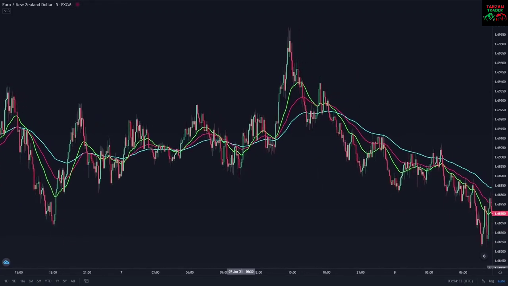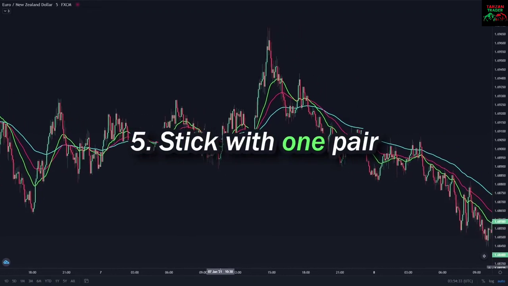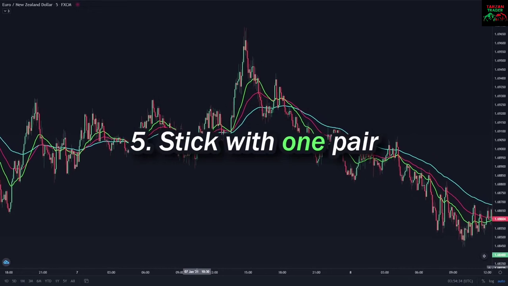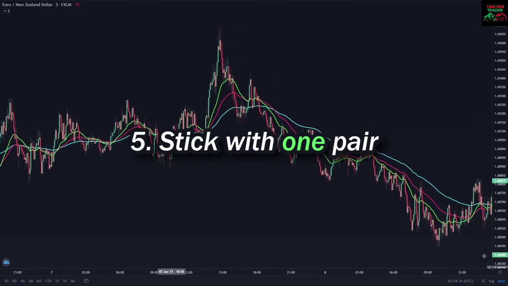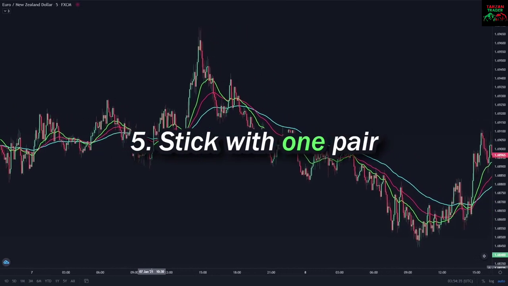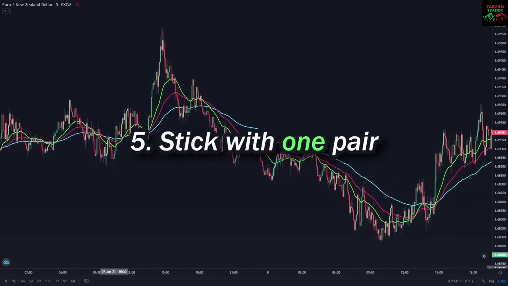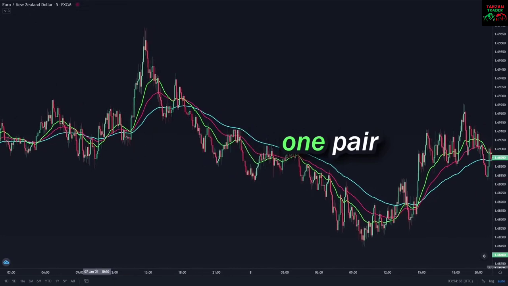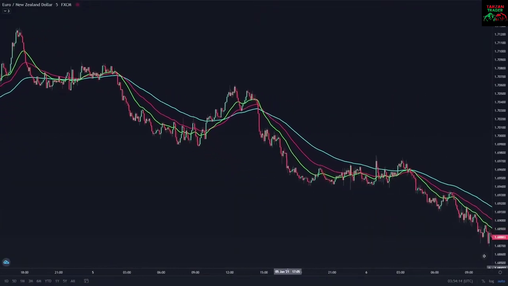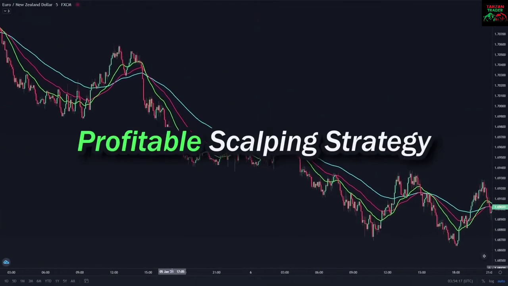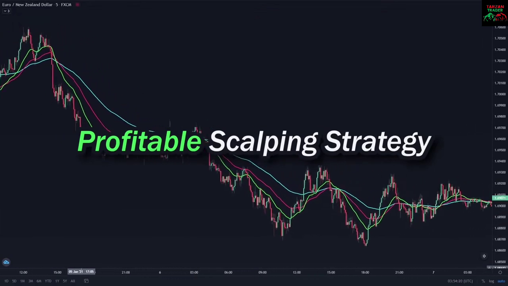And the last tip is sticking with one pair. When you're scalping, entry signals will appear very often, so you don't have to worry about missing entry signals from other pairs. Just choose one that you're comfortable with and stay with it. So, I just revealed 2 profitable scalping strategies that you can immediately trade right now.